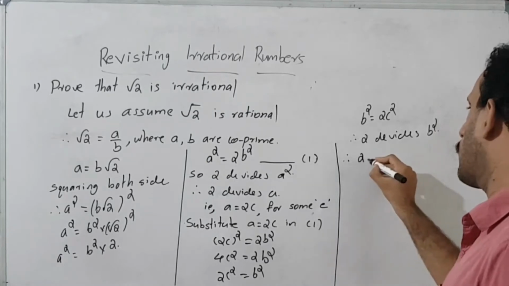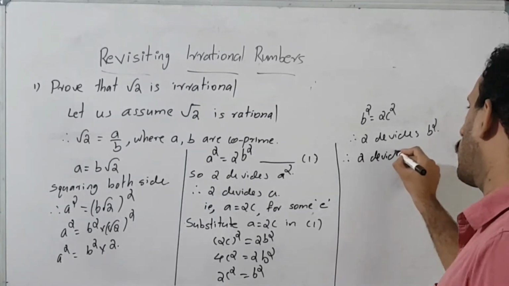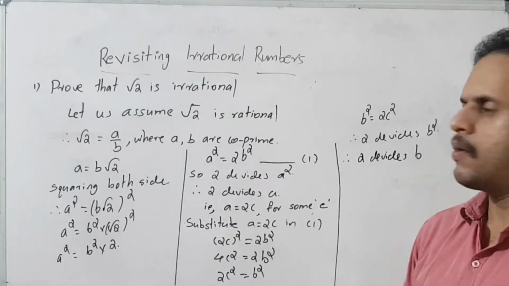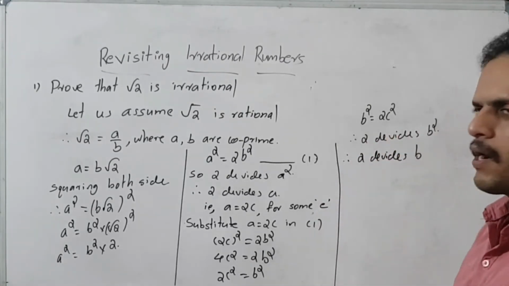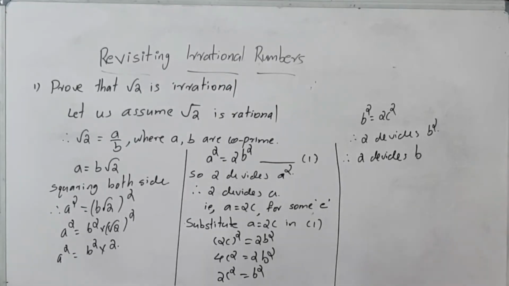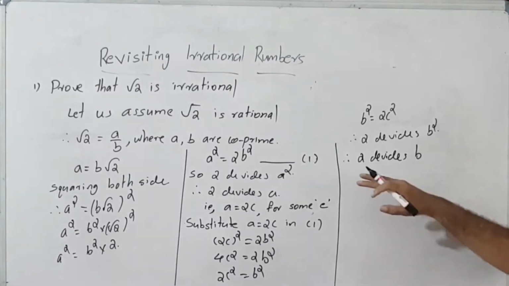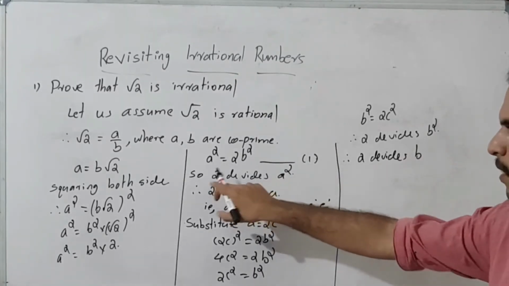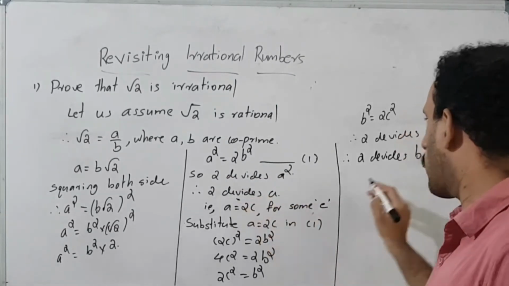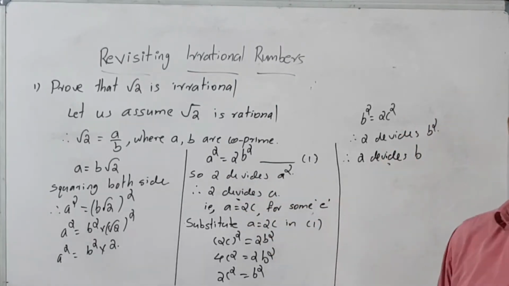Therefore 2 divides b. അല്ലേ? അപ്പോ 2 എന്ന് പറയുന്ന പ്രൈം നമ്പർ b സ്ക്വയറിനെ ഡിവൈഡ് ചെയ്യുന്നുണ്ടെങ്കിൽ 2 ഏതിനെയും ഡിവൈഡ് ചെയ്യും? b യെയും ഡിവൈഡ് ചെയ്യും. That is what we got here. The 2 divides b and 2 divides a. Correct? Here we got 2 divides a. Here we got 2 divides b.